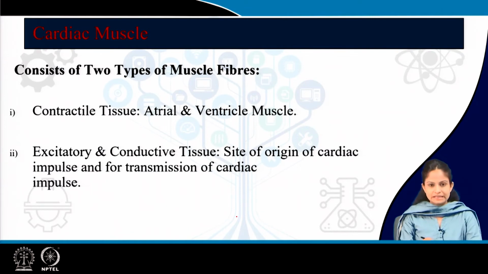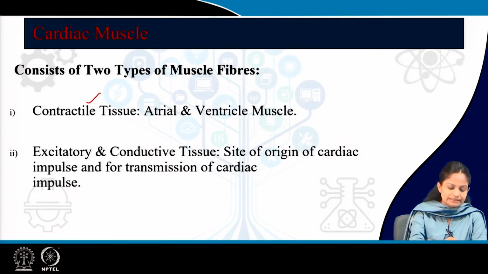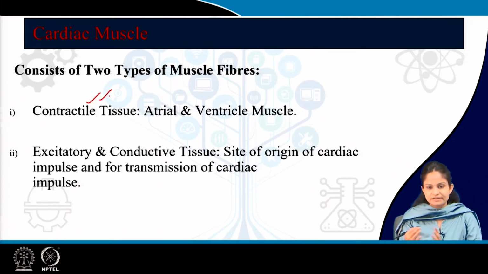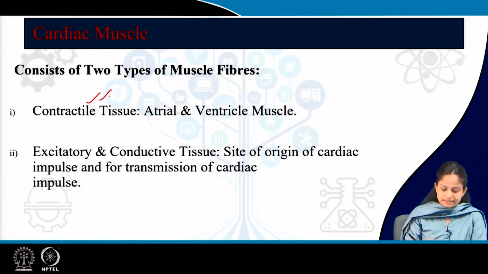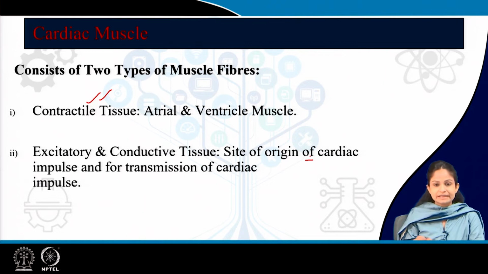So, generally the cardiac muscle fiber consists of two types of fibers. The fiber which is mainly responsible for the contractile tissue, that is the atrial and the ventricular musculature, and for the conducting tissue, that is the origin of the cardiac impulse and propagation of the impulse. So, we have contractile tissue, atria and ventricles, we have the excitatory tissue and the conductive tissue, that is the pacemaker tissue or the nodal tissue.